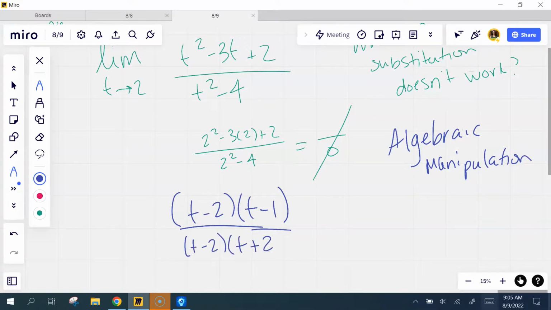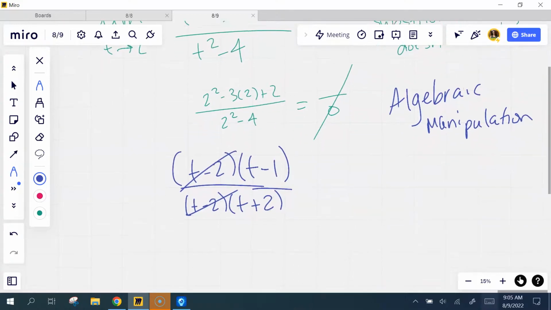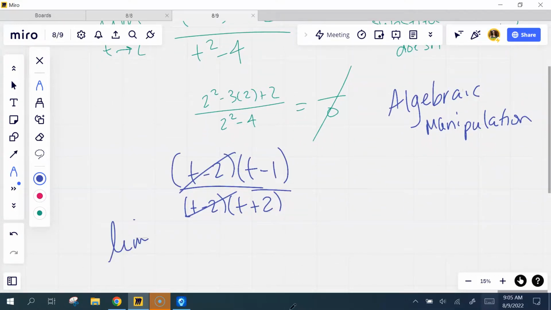Uh-oh, I see a hole. So now if I do that, remember I can't forget it because it's still defined in the function. It's still a hole there, but as far as the limit goes, well, now I can do the limit as x approaches 2 of t minus 1 over t plus 2. Can you do substitution now?